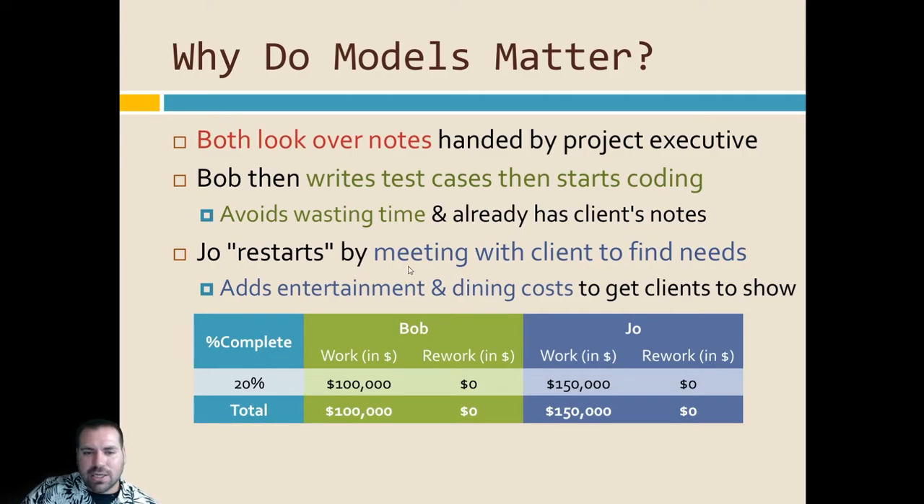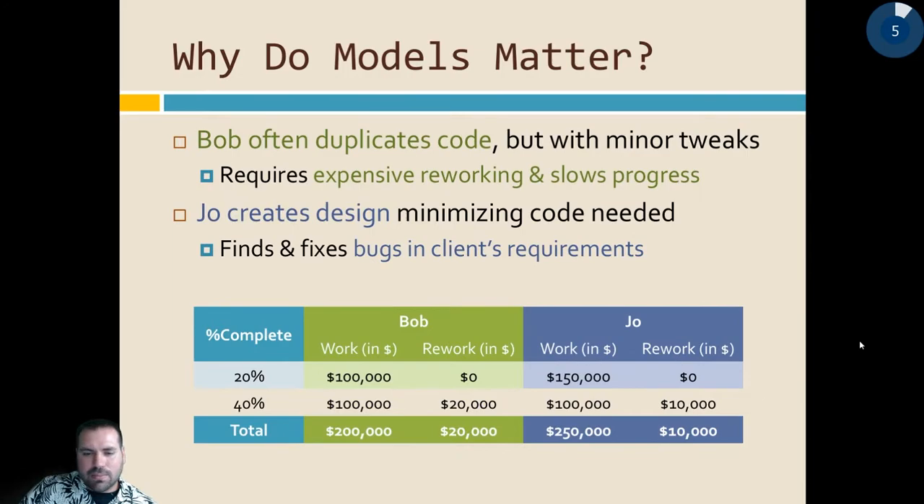Joe, on the other hand, says, "Well, these notes are great, but I need a little more information." She goes back to the client and gets some more information from them, starts to figure out what the needs of the client are, not just these very sketched out notes, and really spends some time with the client to figure out what the software should actually be. So Joe is going to be more expensive at this part. Bob just jumped in the code, started typing. Joe is adding some extra cost here to meet with the client and figure out what the client's actual needs are.